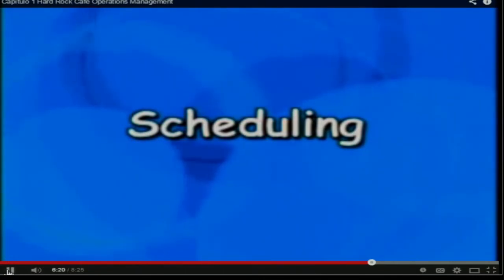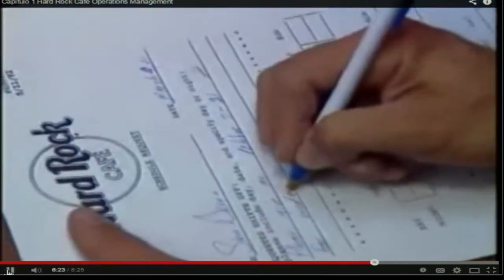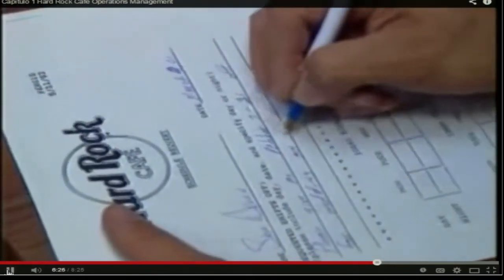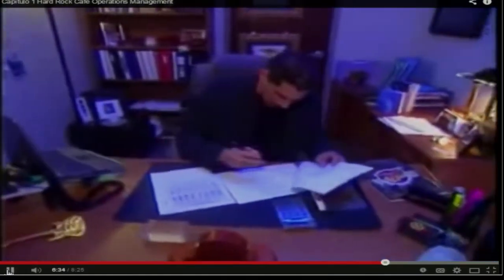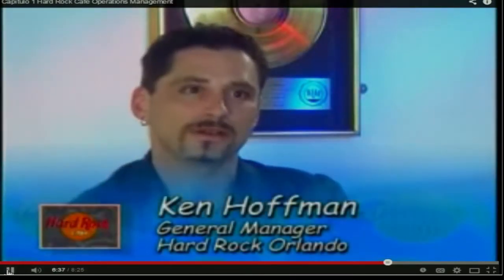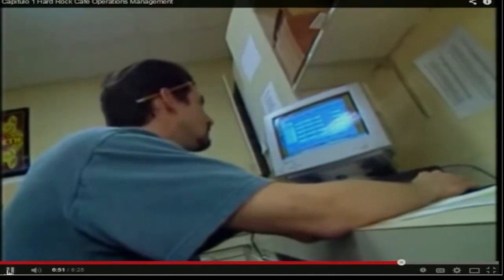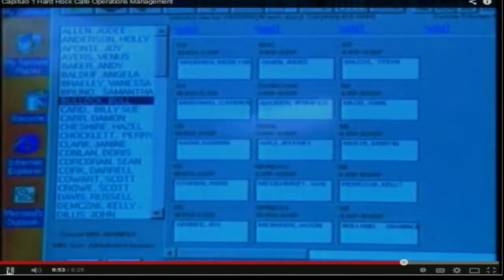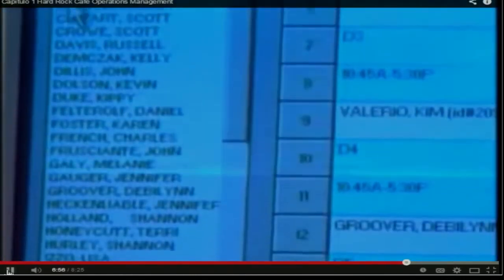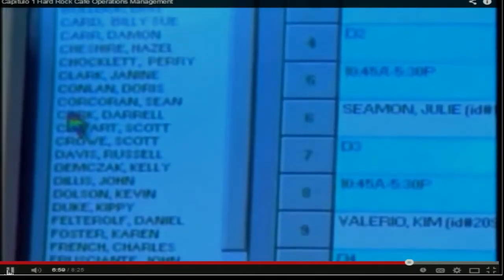Scheduling is another of the 10 operations management decisions. With 23 departments and over 600 people on the payroll, Hard Rock Orlando General Manager Ken Hoffman considers many factors when preparing work schedules. We look at sales. We look at sales for prior year and see what kind of business we did during that week that we're writing the schedule. We also take into consideration any events, community events in the area, seasonality. We also take a look at prior trend for the last couple weeks. And then what we do from that is we come up with a sales forecast. So the sales forecast is basically that nucleus that we write the schedule from.